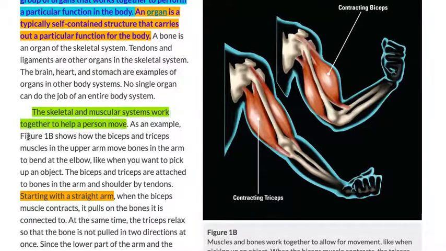So check out the example on the right-hand side, figure 1B. It shows how biceps, both of these are biceps, and triceps, the under-the-arm muscles, move and how they bend at the elbow. And so the biceps and triceps are attached to bones in the arm and shoulder, right here, by tendons. Because we're looking at muscles connected to bones, they're connected by structures called tendons.